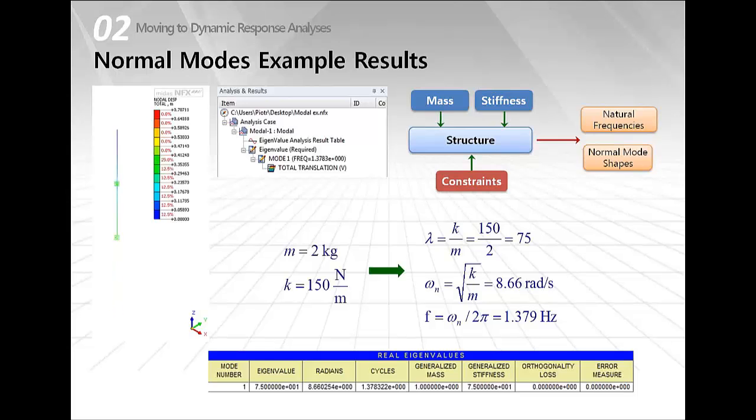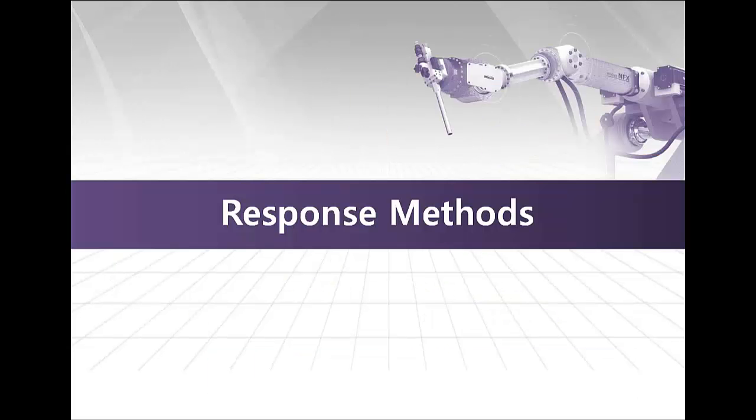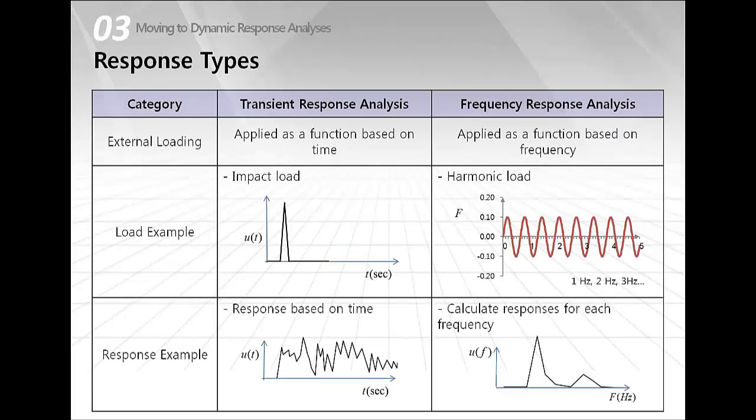Okay. Now let's talk about the response methods. So basically, response methods can be divided into 2 categories: transient response analysis and frequency response analysis. The difference between them is like the following. External loading is applied as a function of time for transient, and as a function of frequency for the frequency response.